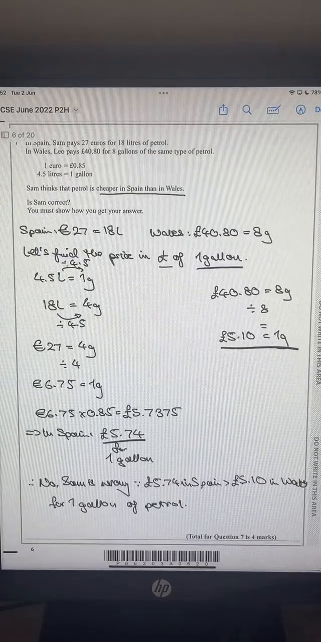So first converting 27 euros and 18 liters into pounds and gallons. So I converted my liters into gallons by dividing by 4.5. And then I converted my euros into pounds by multiplying by 0.85. And then I found that for Spain. Then I have this much for gallons in Wales. I need for 1 gallon, so I divide by 8. Then I have my 2 final prices, and then I just compare them in relation to the statement at the top.